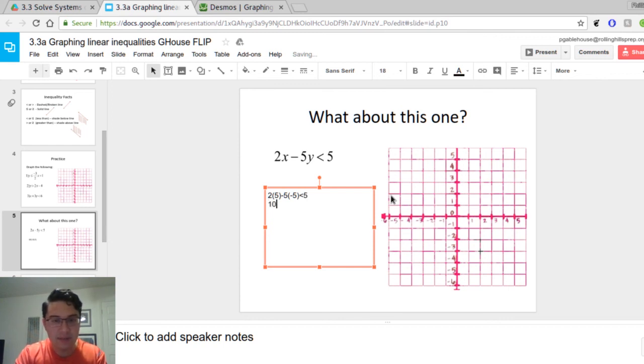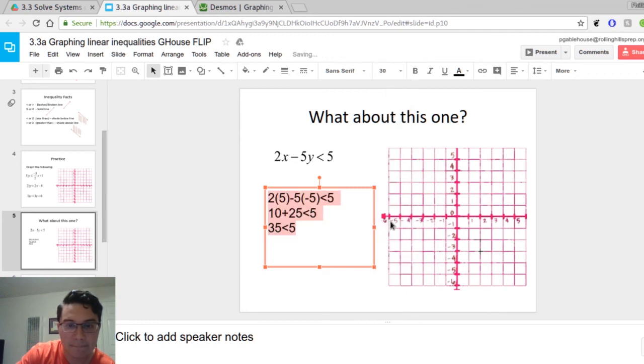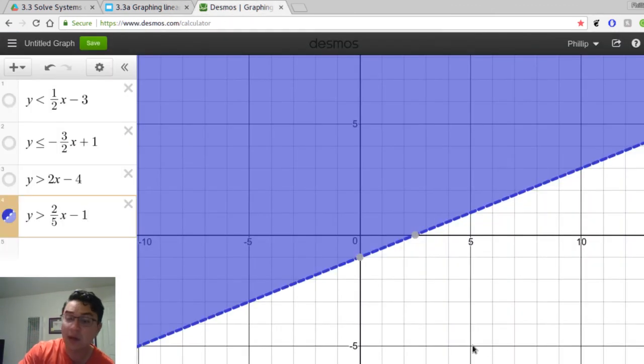2 times 5 is 10. Negative 5 times negative 5 is positive 25, so we end up with plus 25, less than 5. We will simplify that. 10 plus 25 is 35, so we end up with a final statement of 35 is less than 5. Let me make this bigger so we can all read this easily. There we go. Okay, this is not a true statement. 35 is not less than 5, so we ended up with a false statement. So a point that is not part of our solution set would be down here, which makes sense. It's not part of our shaded region.